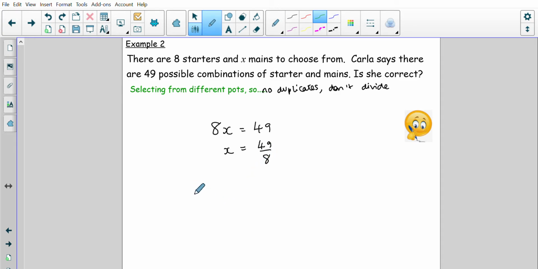Now we can see that's not going to give us a whole number, therefore Carla can't be correct because we need a whole number of main courses. So we can write a conclusion: no, not correct, as X must be a whole number.